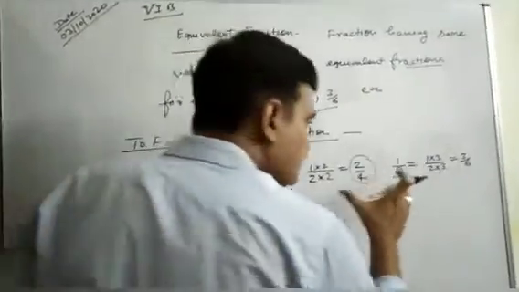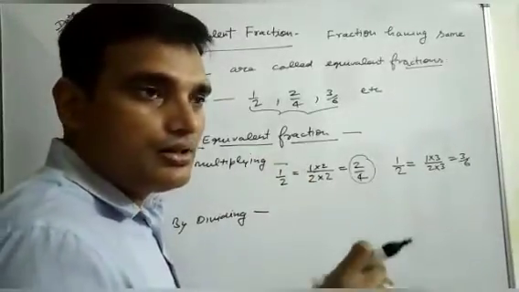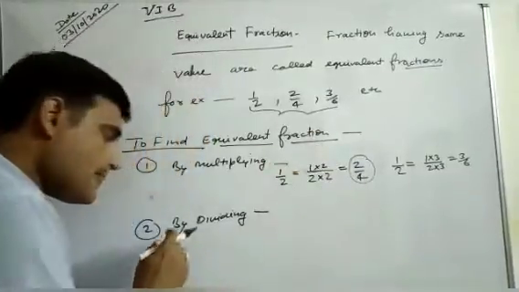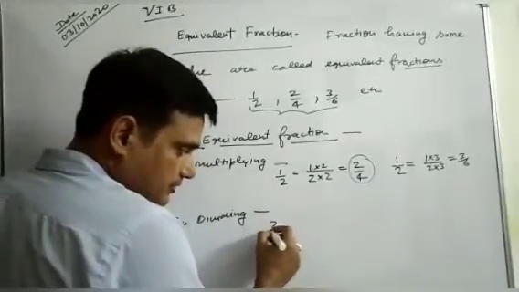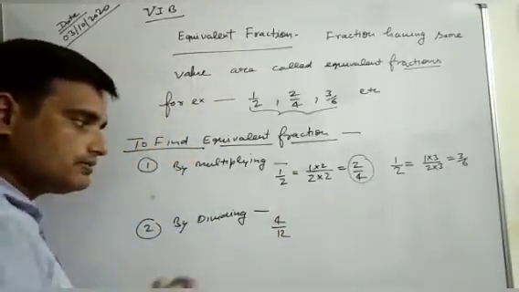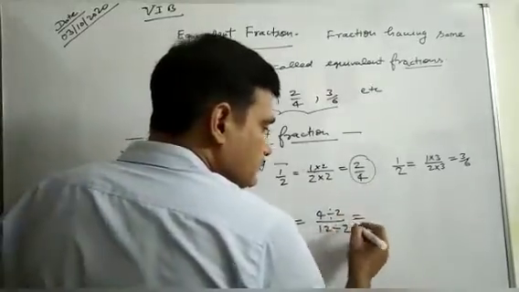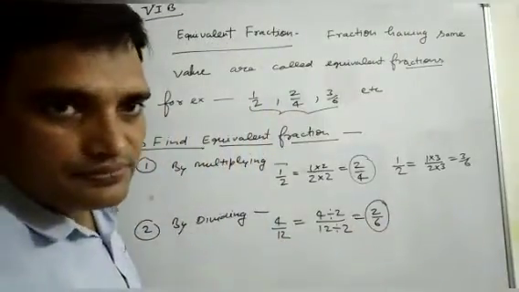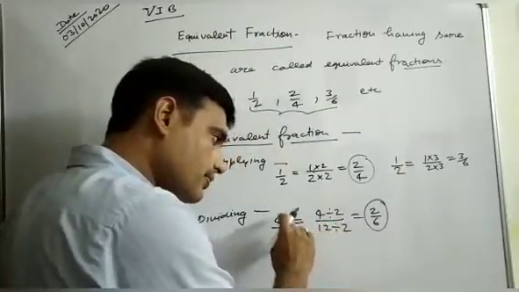We get these equivalent fractions by multiplying by the same non-zero number in the numerator and denominator of a fraction. Now second, by dividing. Take 4 upon 12. Now 4 divided by 2 and 12 divided by 2, we get 2 upon 6. 2 upon 6 is the equivalent fraction of 4 upon 12, and we get it by dividing numerator and denominator by the same non-zero number.